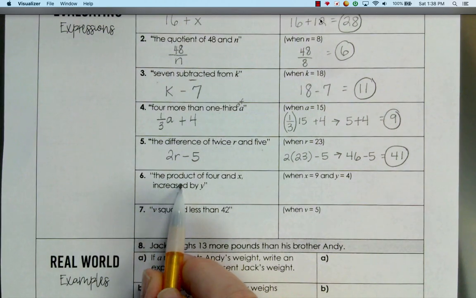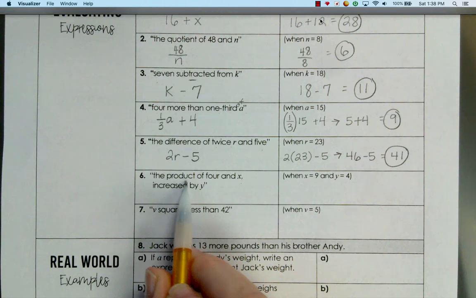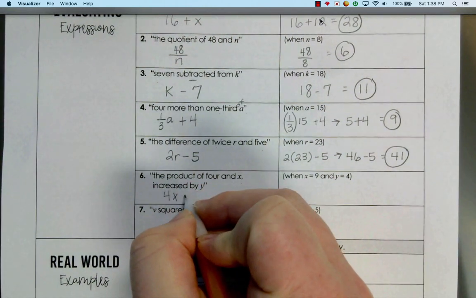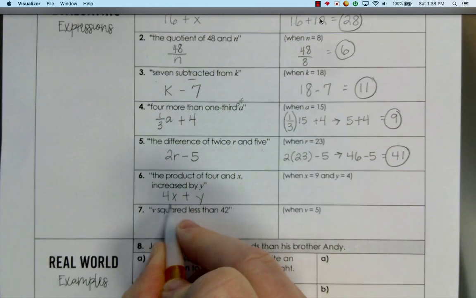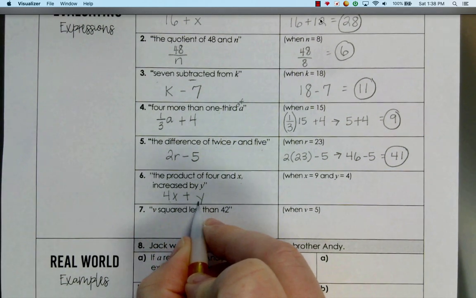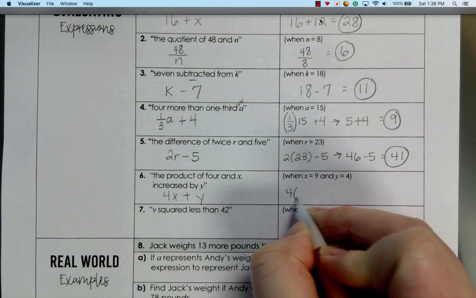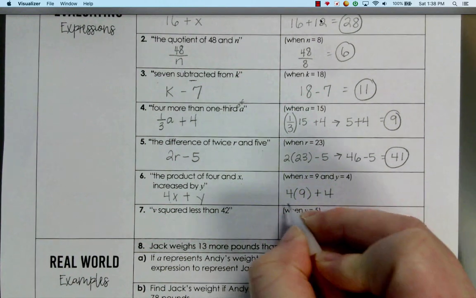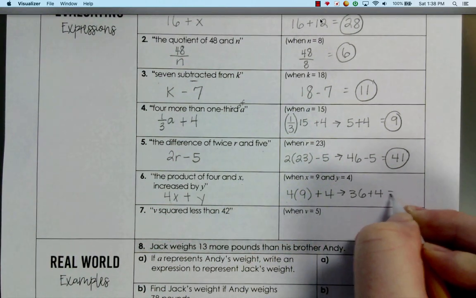Number 6, the product of 4 and x increased by y. So product 4 and x is 4 times x increased by y. Okay, so this time we have two variables. So we have multiplication though and addition. In order of operations, it's multiplication first. So I'm going to say 4 times 9 plus 4. So 4 times 9 is 36 plus 4 is 40.